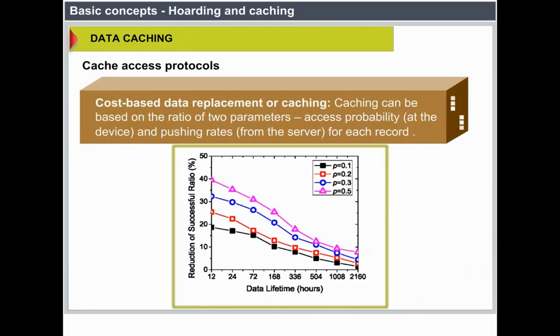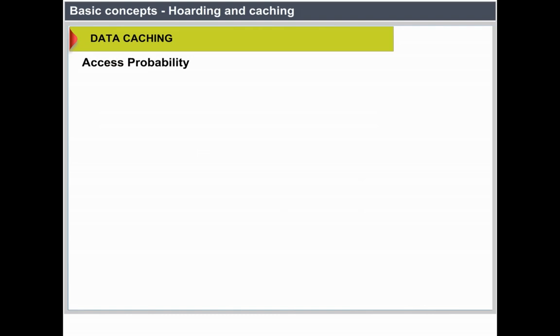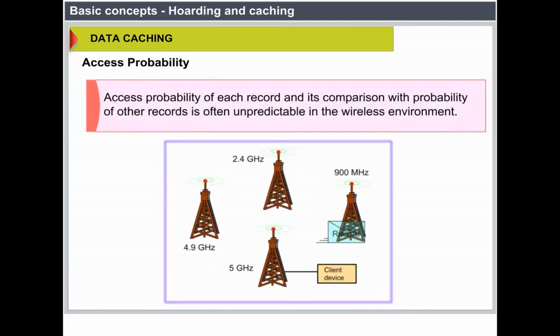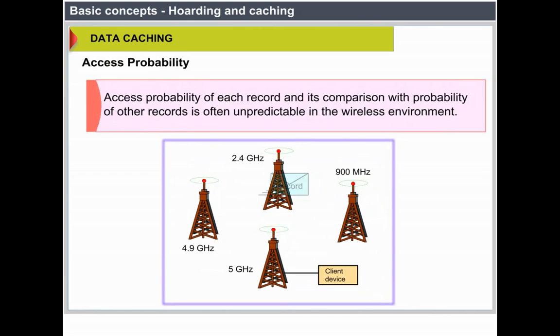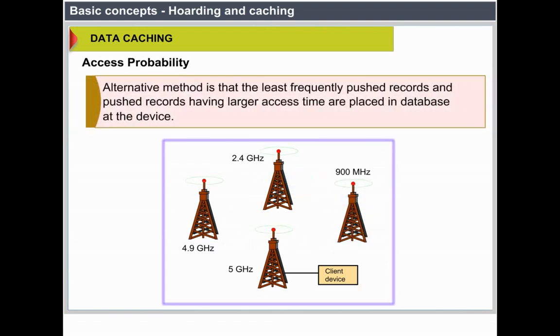Cost-based data replacement or caching. Caching can be based on the ratio of two parameters, access probability of and pushing rate from the server for each record. Access probability of each record and its comparison with the probability of other records is often unpredictable in the wireless environment. An alternative method is that the least frequently pushed records and pushed records having larger access time are placed in the database at the device.